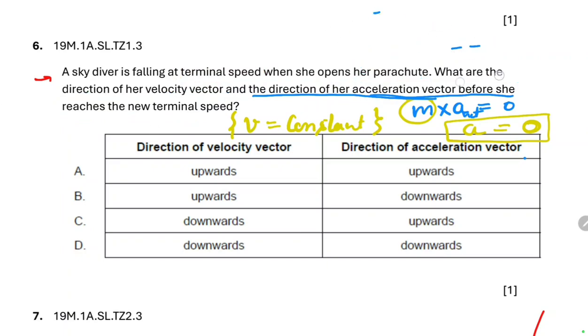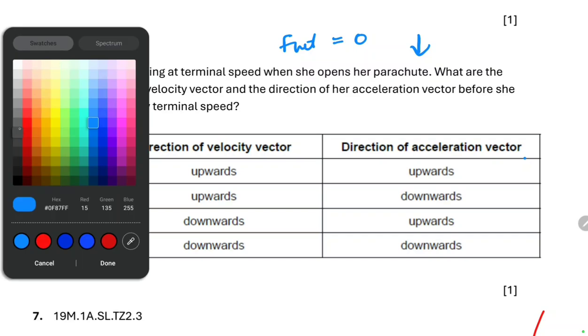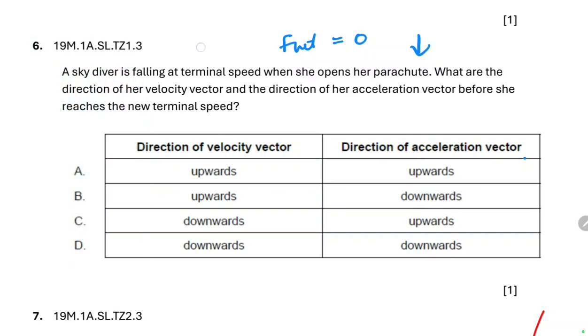She is already at terminal speed, and then she is opening up her parachute. So terminal speed means, okay, what is happening? The net force is zero, right? At terminal velocity, you see that there is of course no acceleration, and the velocity vector is downward because the skydiver is moving down, right? But what happens now once she suddenly opens the parachute? What changes when she opens the parachute?